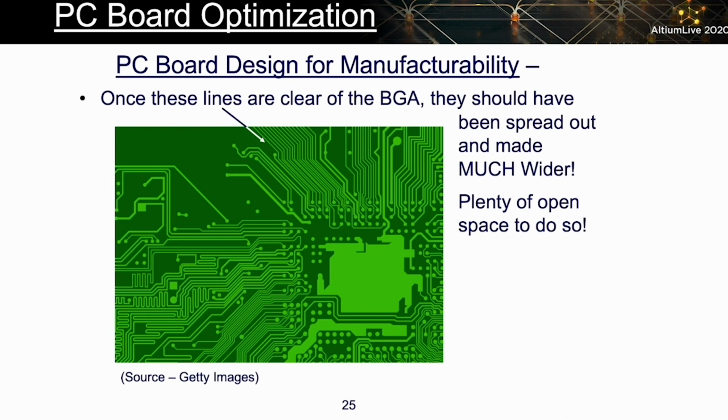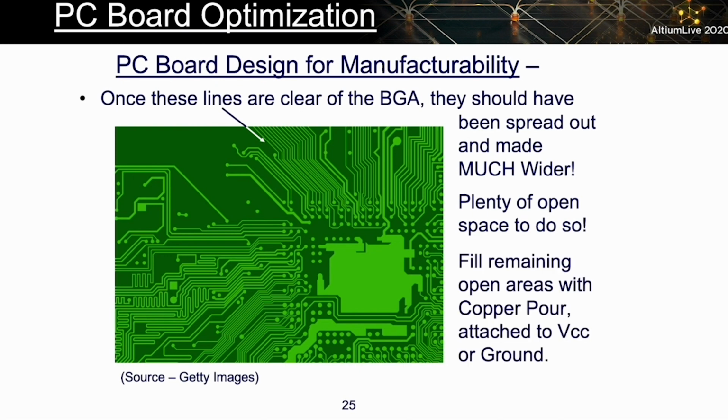When you have imbalanced copper, like in this design, fill that area in with something. Don't leave it open. Either make the lines wider or fill it in with copper fill of some kind. Don't allow unattached copper in that area. We talked about that earlier.